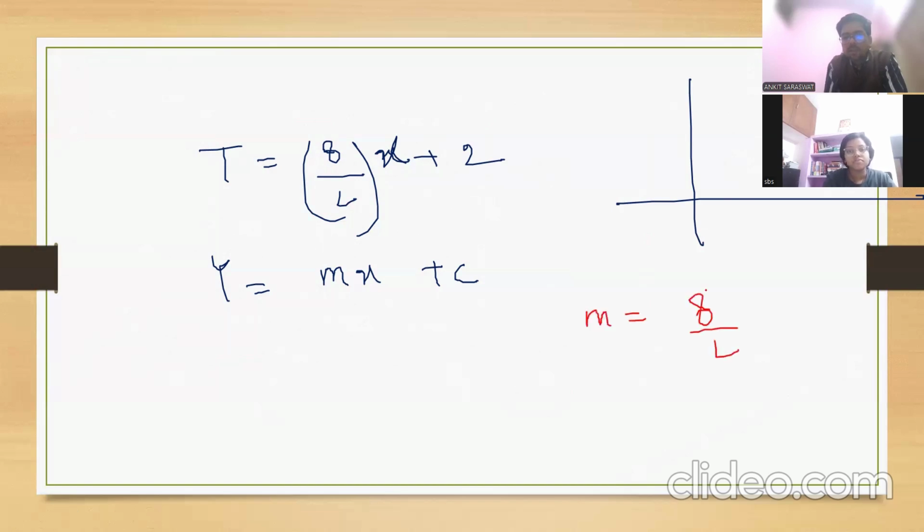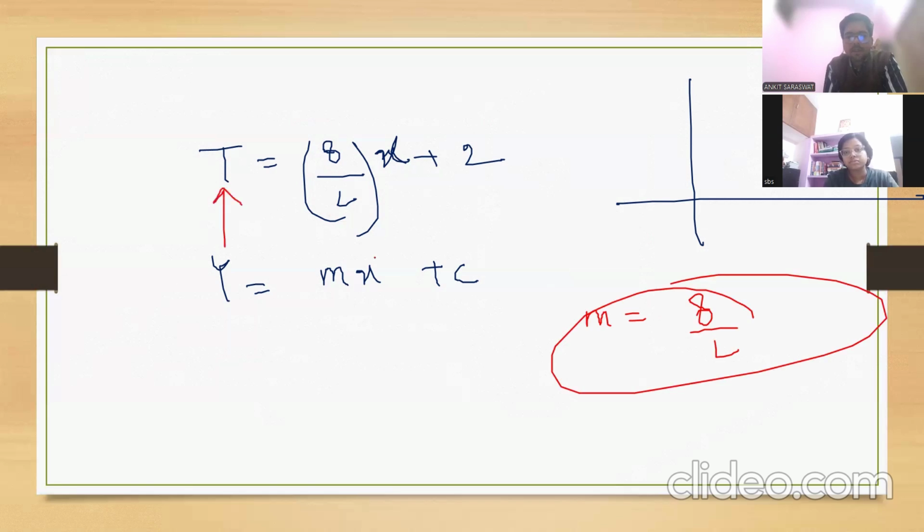8 by L. On the y-axis, tension. On the x-axis, x is what? This is length. Understood? Yes, sir. And how will you draw? Like this. From here to this is the intercept, actually 2 Newton. This is the graph.